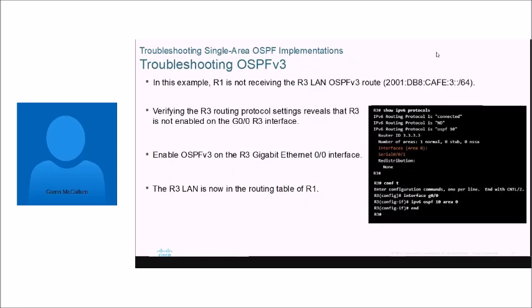And so in this example, router 1 is not receiving the R3 LAN OSPFv3 route to Cafe 3, basically. So verifying router 3 routing protocol settings reveals that it's not enabled on that interface. And so basically they need to, of course, because it's IPv6, it's not a network command, it's that interface command that relates that interface to that instance of OSPF. And so now it should be advertised, and away you're off.